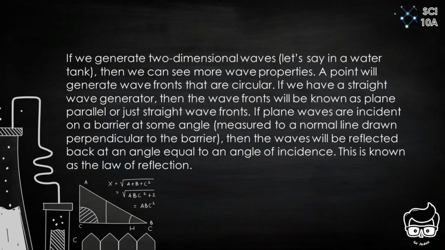If we generate two-dimensional waves, let's say in a water tank, then we can see more wave properties. A point will generate wave fronts that are circular. If we have a straight wave generator, then the wave fronts will be known as plane parallel or just straight wave fronts. If plane waves are incident on a barrier at some angle, measured to a normal line drawn perpendicular to the barrier, then the waves will be reflected back at an angle equal to the angle of incidence. This is known as the law of reflection.